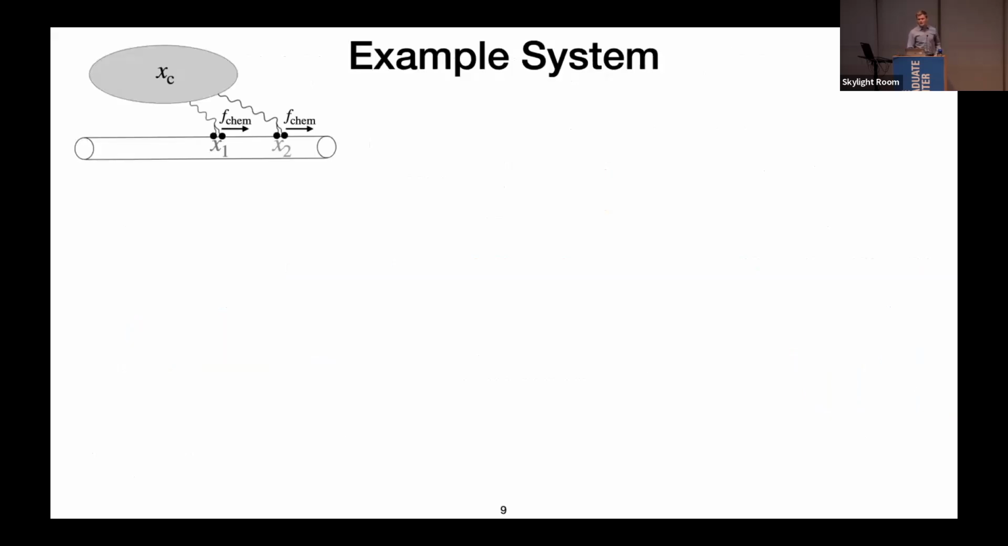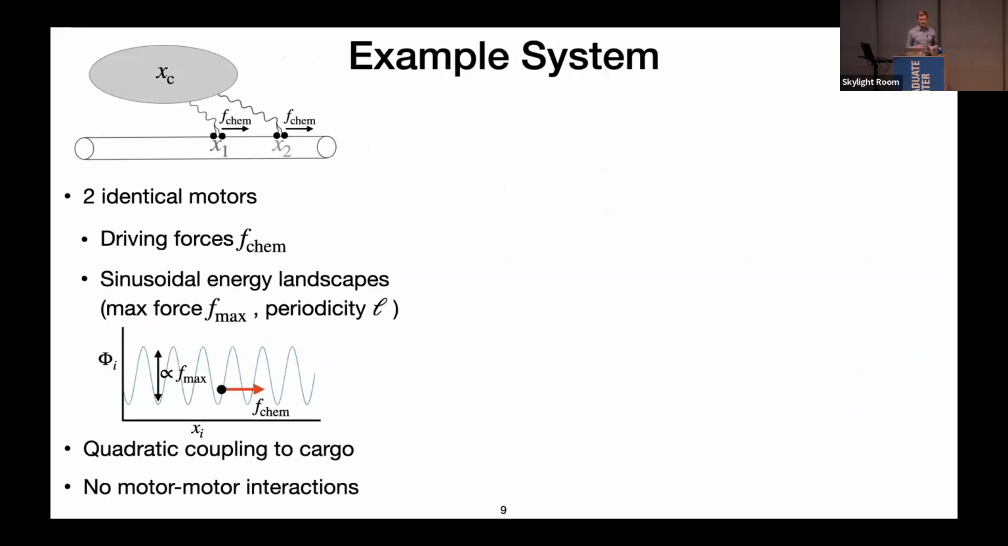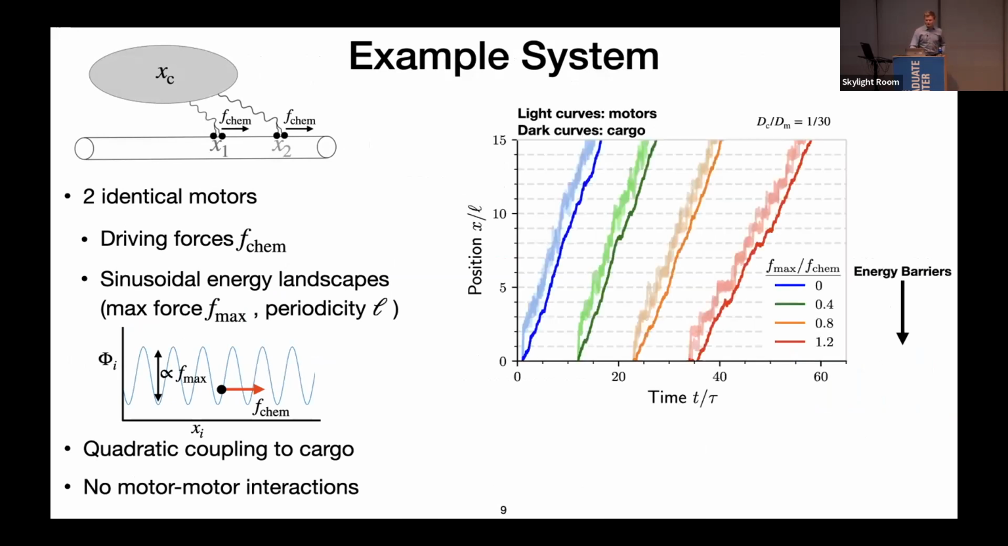Okay, so just to give you some firm ground to stand on, we can consider an example system where we just have two identical motors with identical chemical driving forces, some kind of sinusoidal energy landscape with a maximum force, which is the maximum conservative force due to this energy landscape. You can think of it as the height of the energy barriers, quadratic coupling to the cargo, and no interactions between the motors.